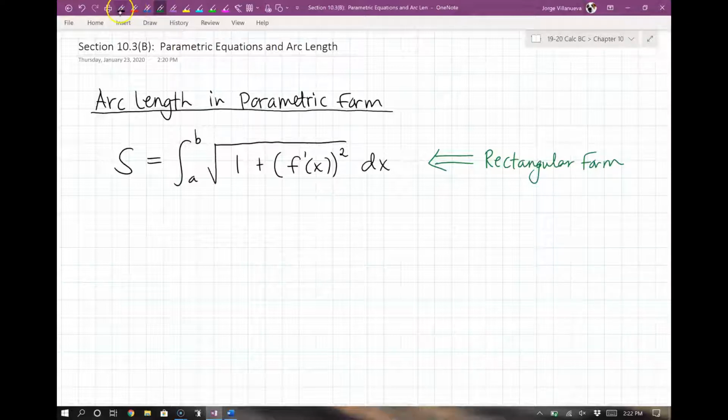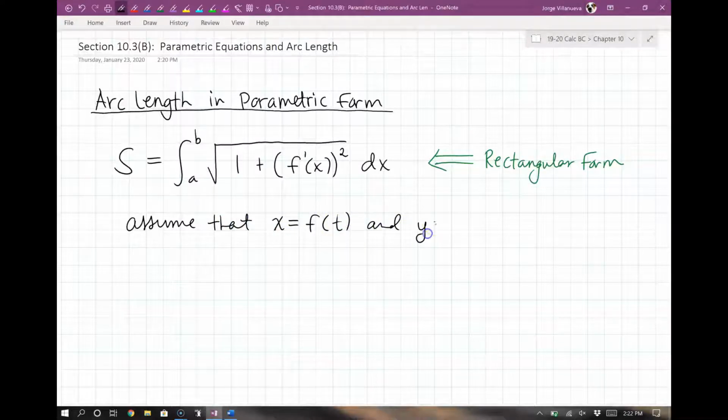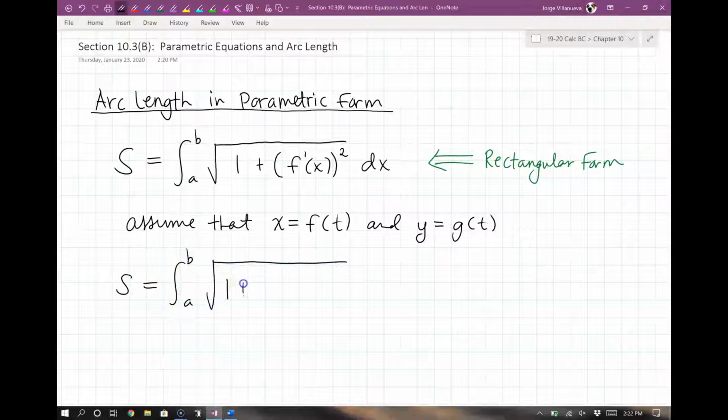What I'm going to do is I'm going to assume that x is f of t, and y equals g of t. So I'm going to make it parametric by introducing a parameter. So by following the basic steps that we're going to do here, I'm going to notice s is equal to the integral from a to b of the radical of 1 plus. Now, the derivative f prime of x, another way we can write it is dy dx, which is, you know, just normal. I'm not doing anything special.